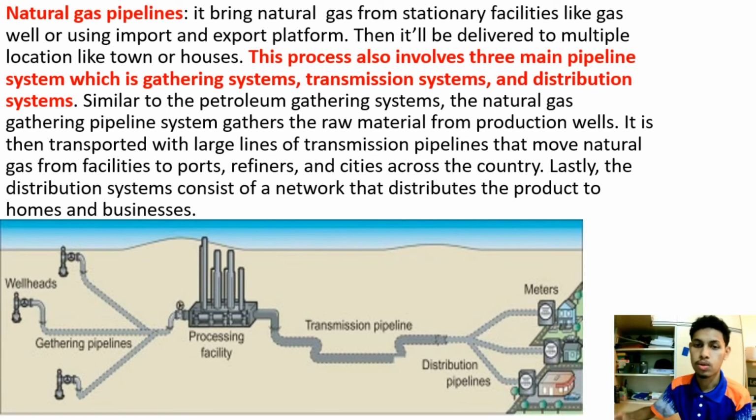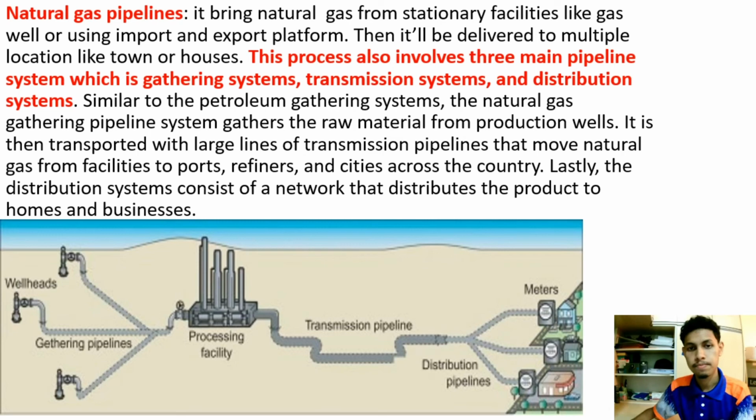Okay, so as you can see in the picture below, from the left picture, the gathering pipelines collect the raw gas, and then they will process the gas inside the processing facility using the transmission pipeline. After the process, they will transfer the useful gas to the distribution pipeline. The final hand that will use the gas is the customer, the consumer.